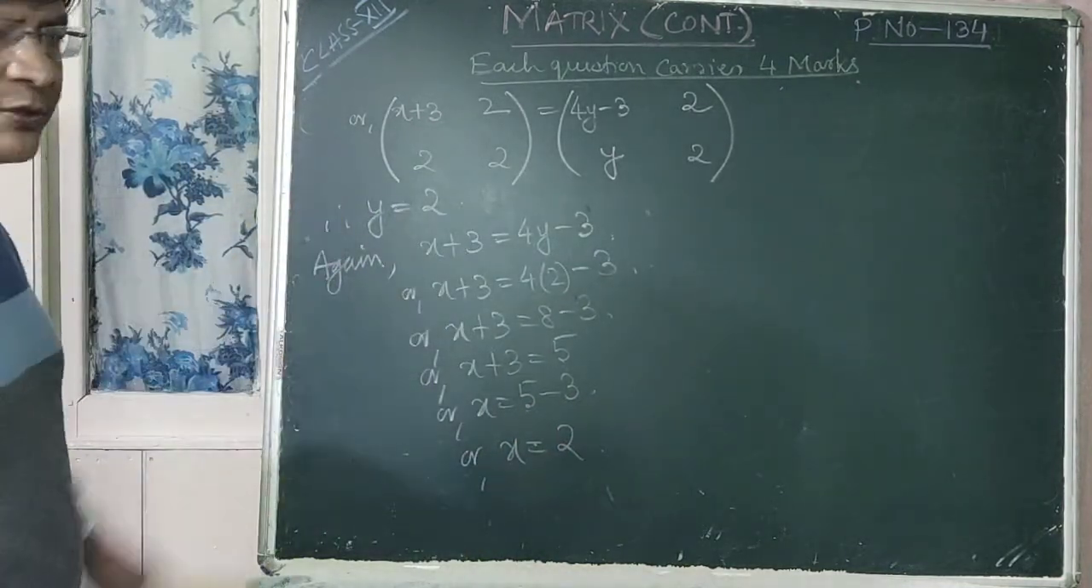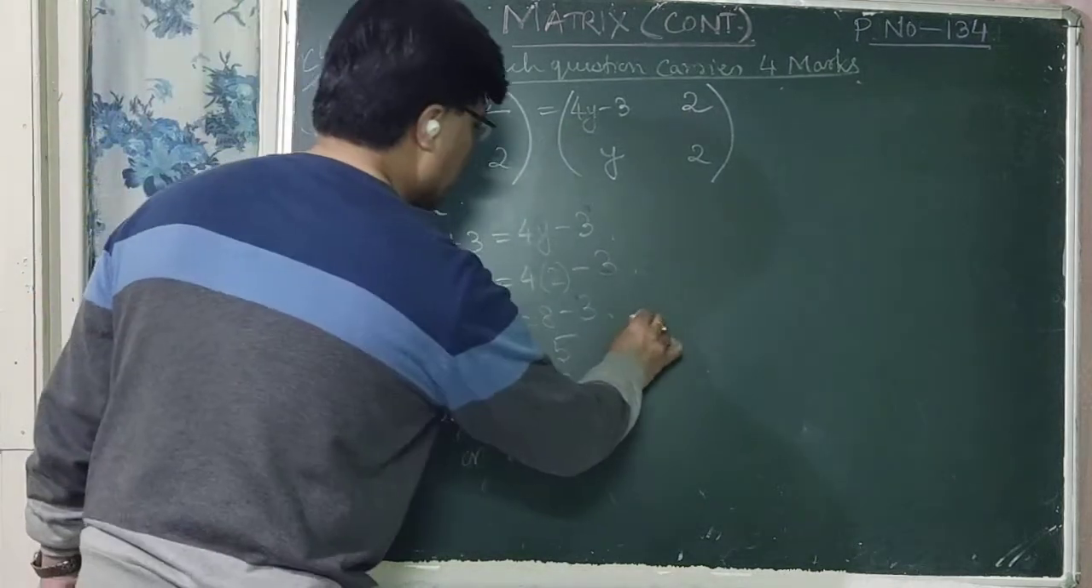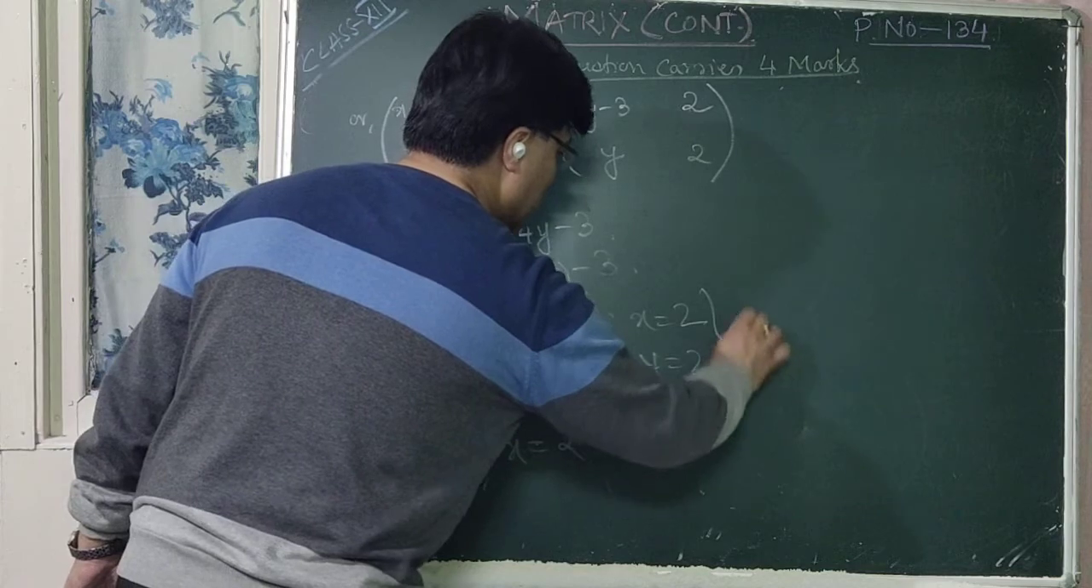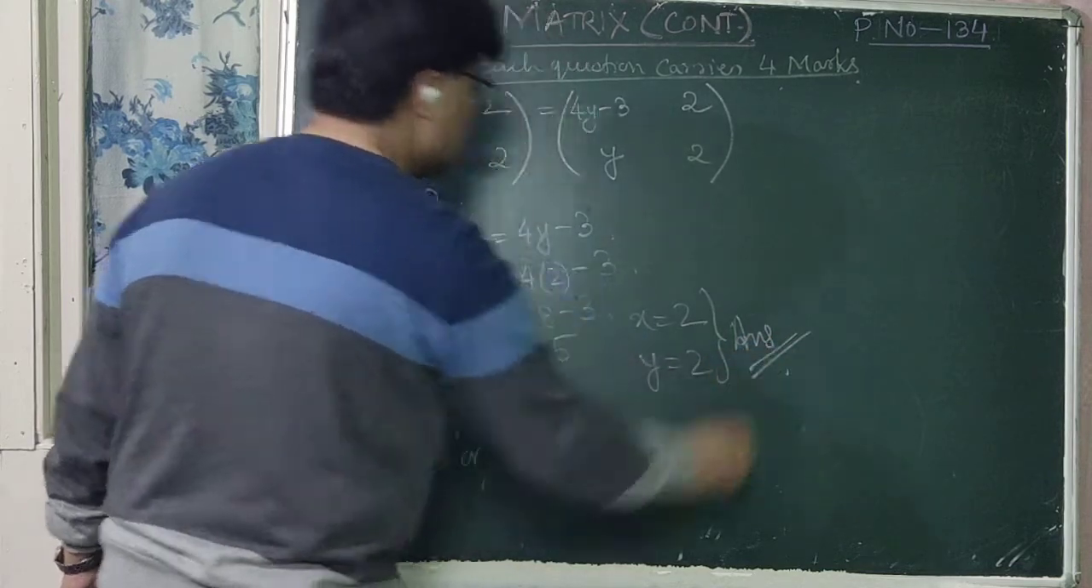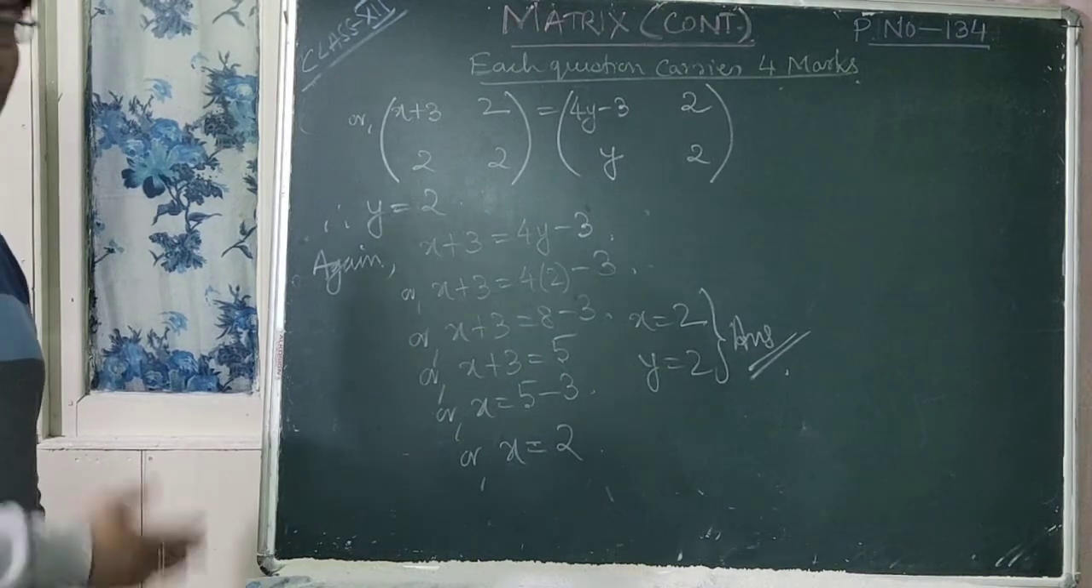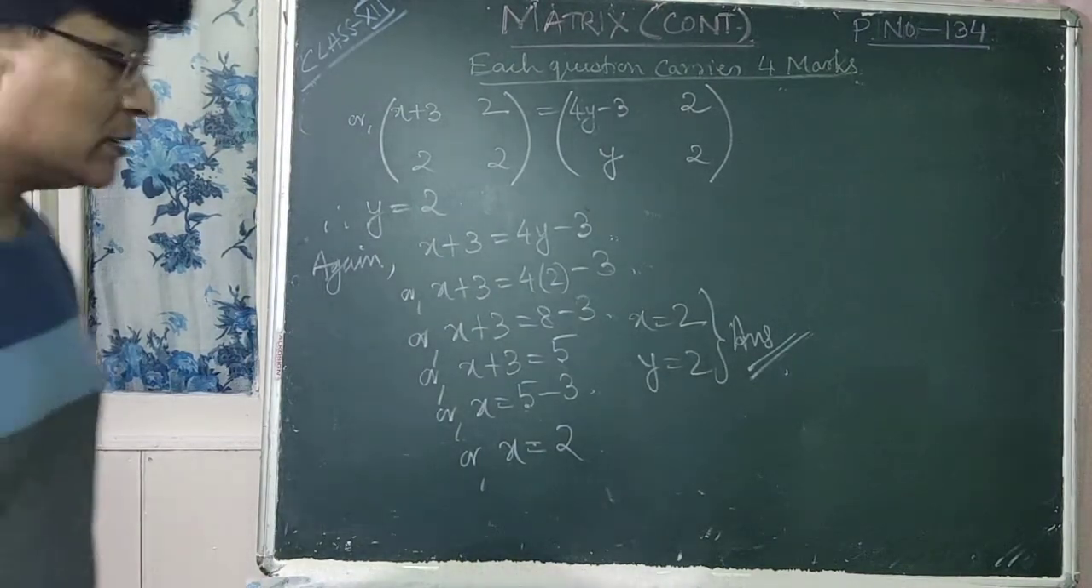So we got the values x and y. Okay, so write down the answers. x is equal to 2, y is also 2. So this is the answer. So I think you have understood it, so you can copy it. We'll do the next question now.